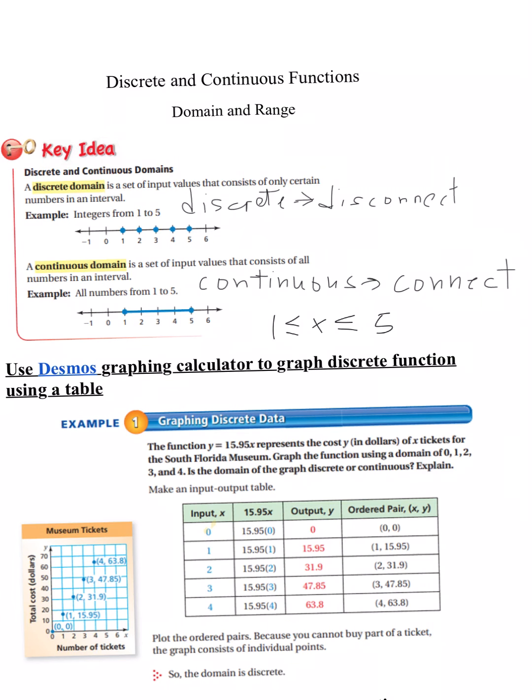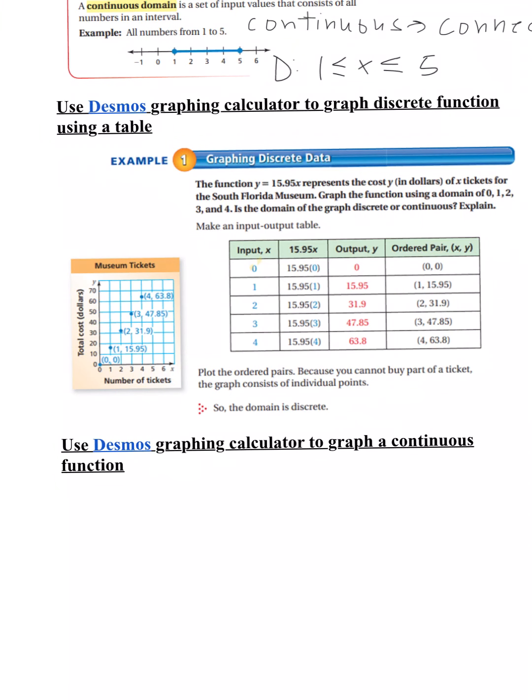The domain for the discrete looks like this: it's a set of just 5 integers: 1, 2, 3, 4, and 5. That's it. No numbers in between them, just those 5 numbers. Okay? So here we have an example of discrete data. This is where my domain is. My domain is my input. It's always my input. That's my domain.